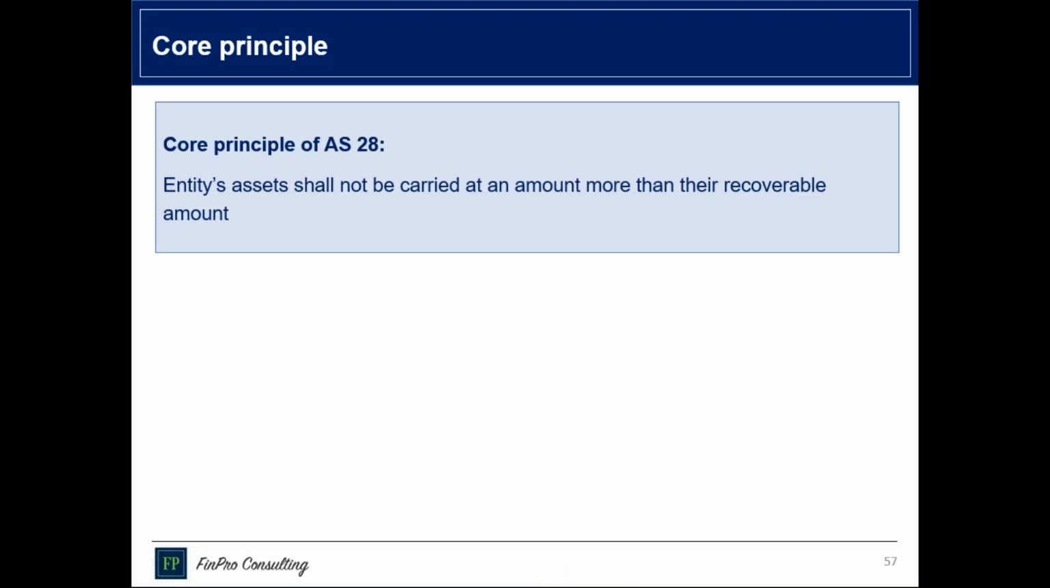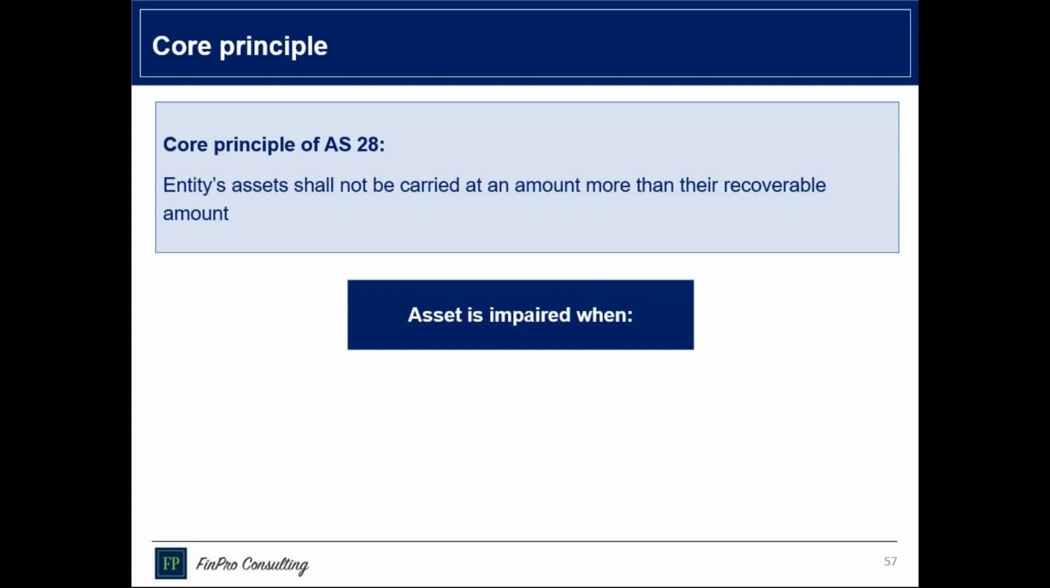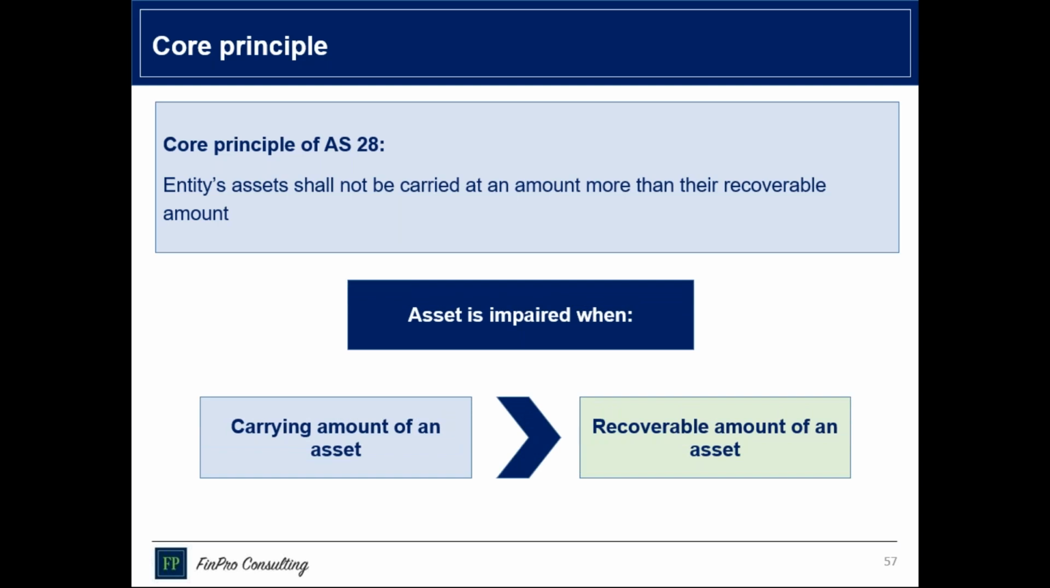So the core principle of AS28 is that an entity's assets at book value should not be carried at an amount which is more than the recoverable amount of those assets. An asset is impaired when the carrying amount of the asset is greater than the recoverable value of that asset. So I'm sure everybody knows what we mean by recoverable value. It is generally the net selling price of that asset on any given date or value in use, whichever is higher.